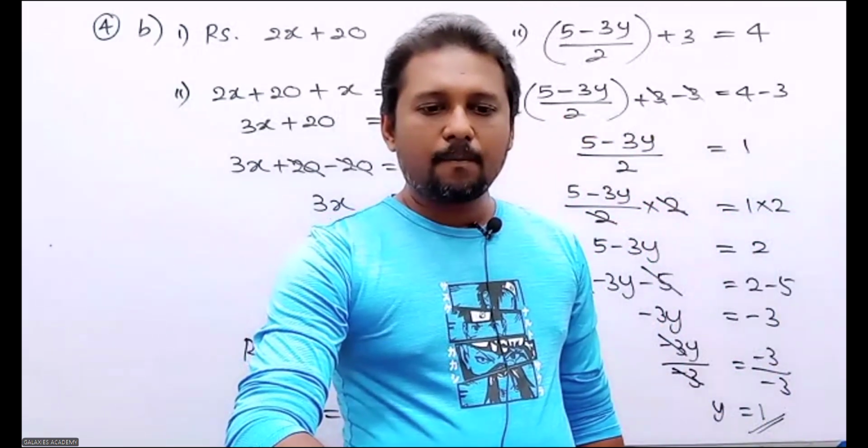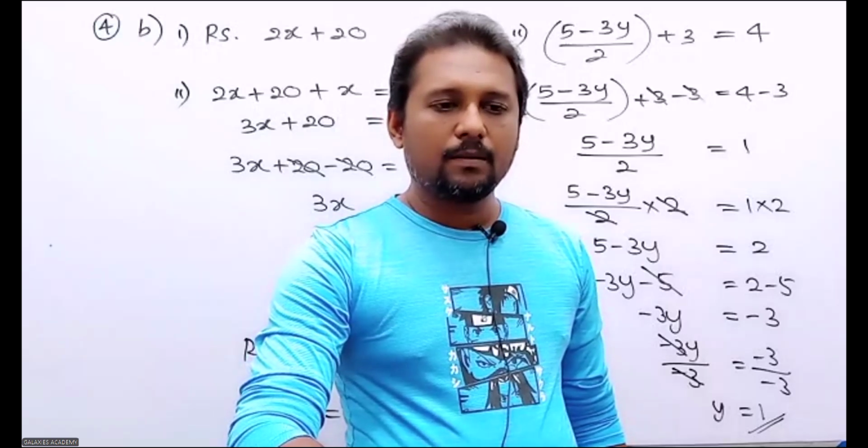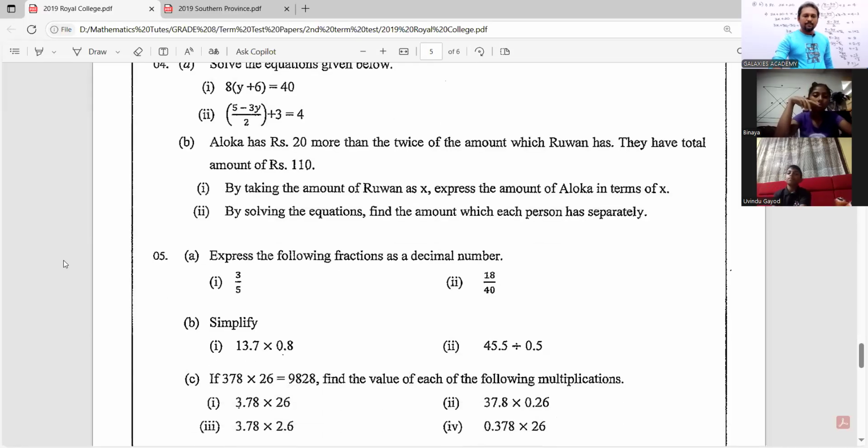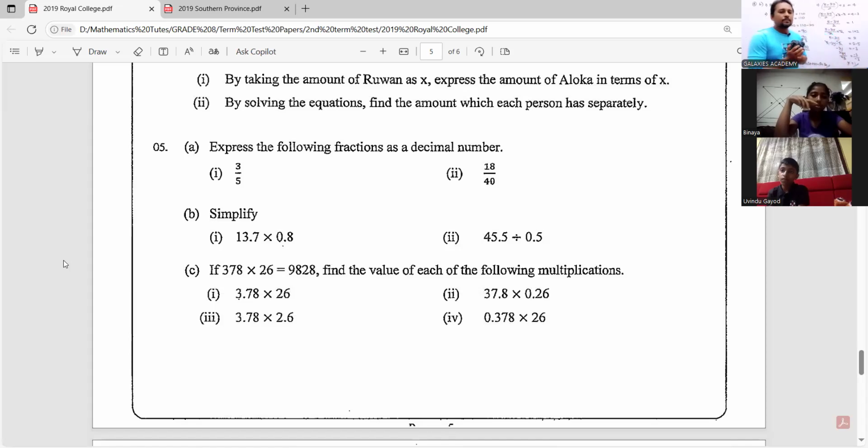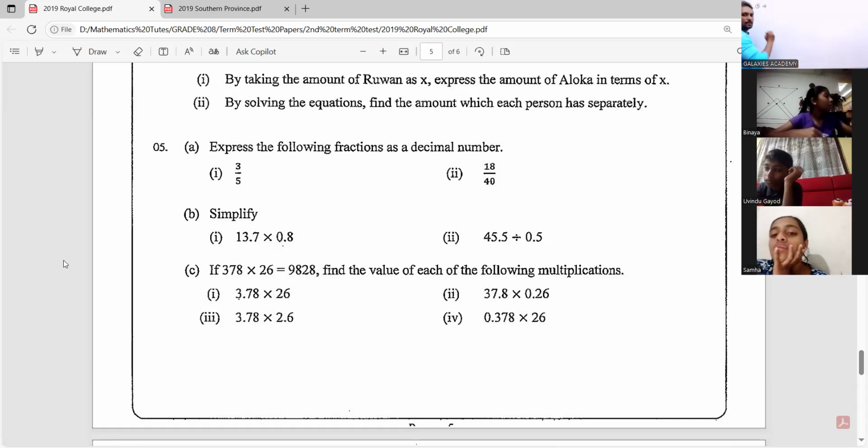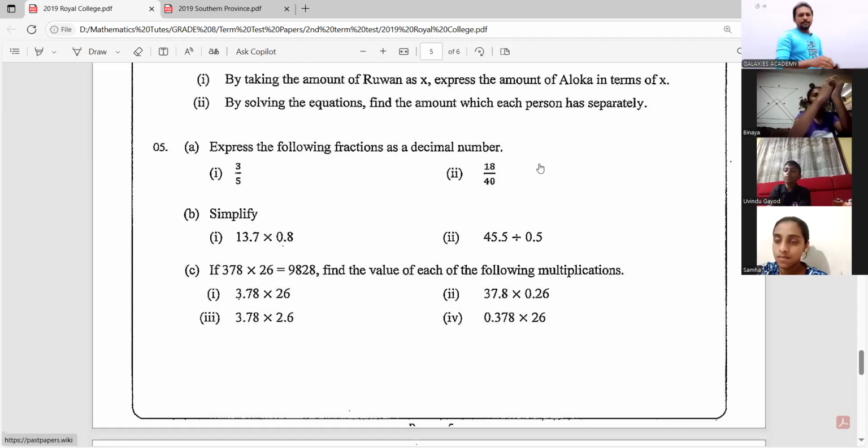Right. Then let's go to the fifth question. Question number 5, look at it. It is another full question given. Right. Question number 5, simple A. There are two subparts given. Express the following fractions as a decimal number. The first one given is 3 over 5 and the second one given is 18 over 40.